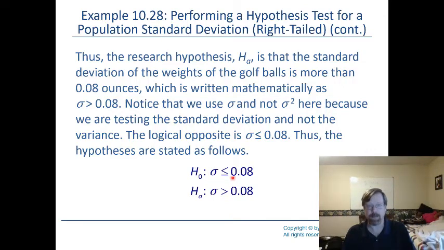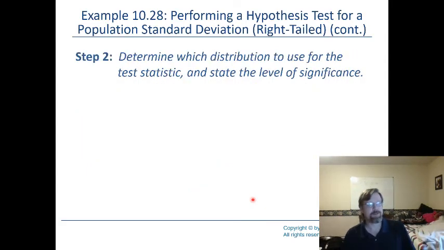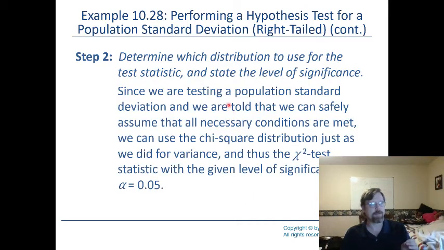Research hypothesis is that it's greater than 0.08. All right, so which distribution and test statistic, and what is our level of significance? Well, again, we're testing a standard deviation, so just like testing a variance, we're told we can assume the necessary conditions, so we can use the chi-squared distribution. So we're using the chi-squared test statistic, and we're given a 0.05 level of significance.